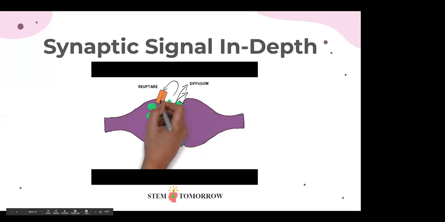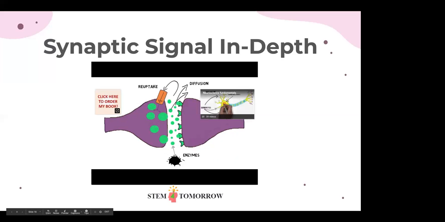Once back inside the presynaptic neuron, the neurotransmitter can be recycled and reused. In other cases, enzymes break down the neurotransmitter within the synaptic cleft. Then the component parts of the neurotransmitter can be sent back into the presynaptic neuron to make more neurotransmitter.